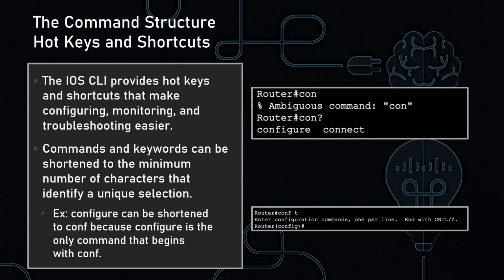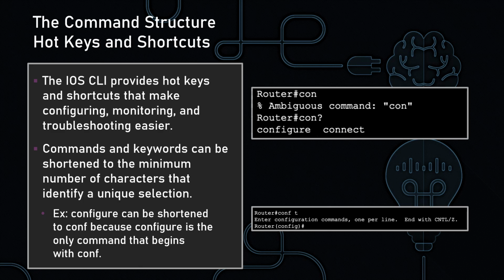CLI also lets us have hotkeys that make things a little bit easier. So we can hit the tab key in order to complete a command. We can just type stuff in as long as we have a unique selection. So if we were to type in con, as you can see in the upper graphic, it identifies it as being ambiguous between configure and connect.